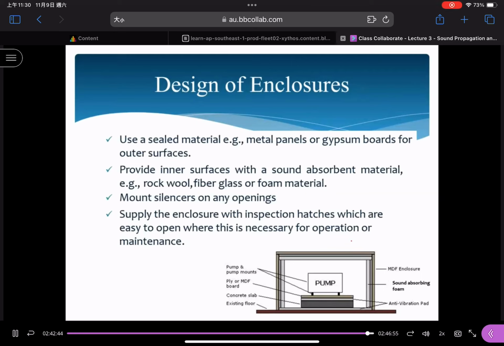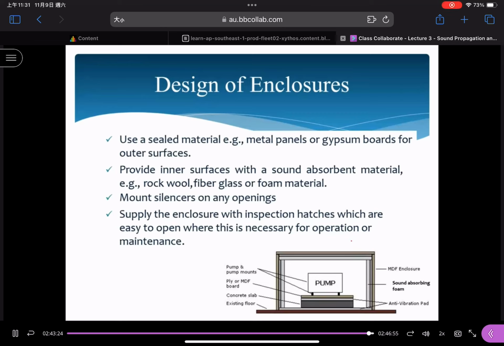So for the design of enclosures, I already told you before that this is a typical example here. Normally we use enclosures to cover some industrial machines. To cater for the noise control for machines, there are two aspects. One is for airborne noise and the other one is for structure-borne noise. The 4 points here: the first one is use of steel material, provide inert surface with sound absorption materials, mount silencers, and supply the enclosure with inspection patch. In general, they're used for airborne noise effects.